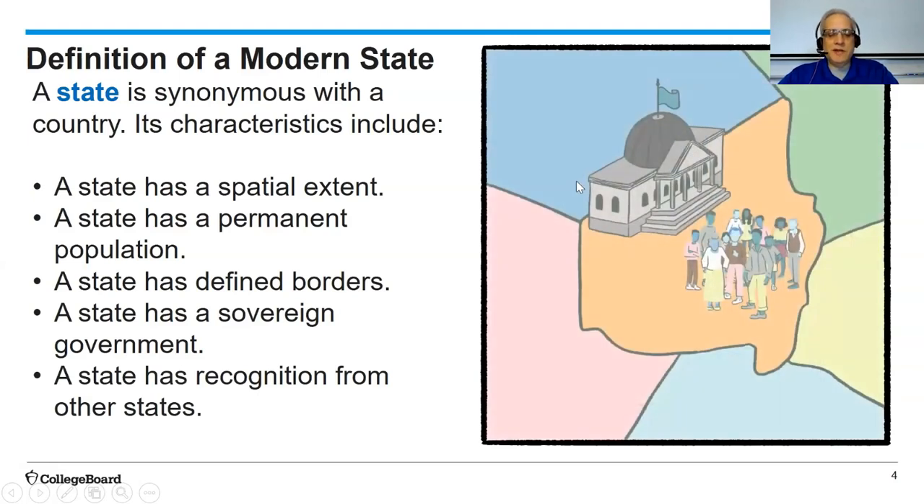Normally, when we think of states, we think of something like Texas or Colorado or even California. But in this particular video, we need to understand that a state is actually a country and not a political subdivision of that country.